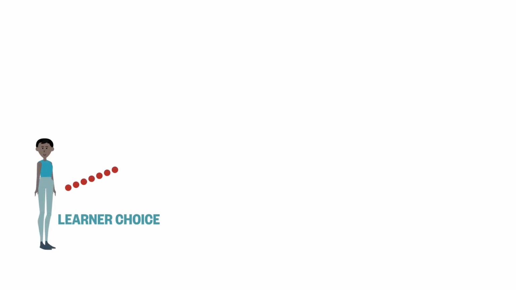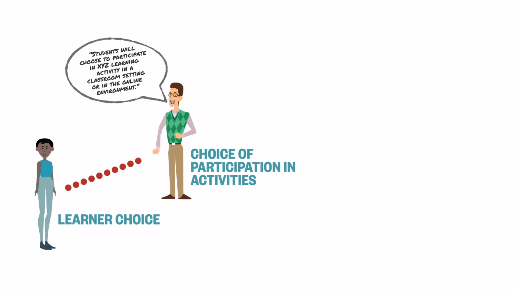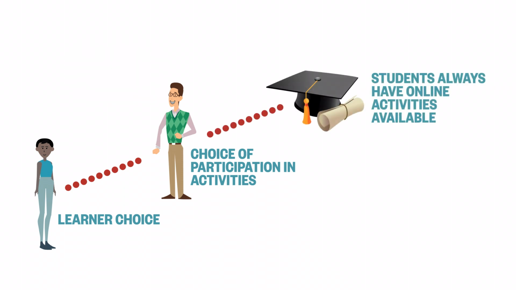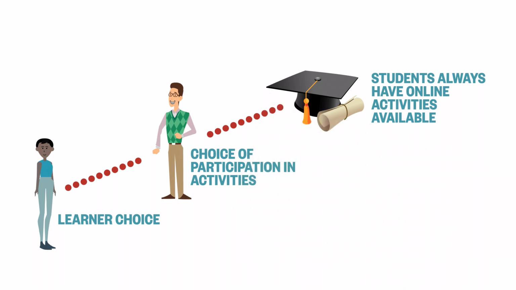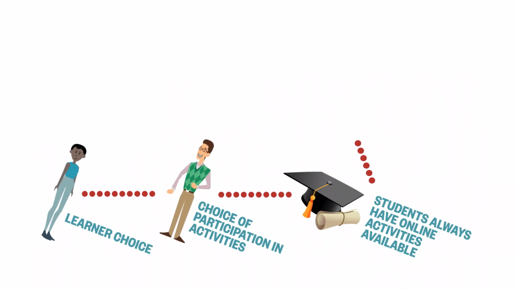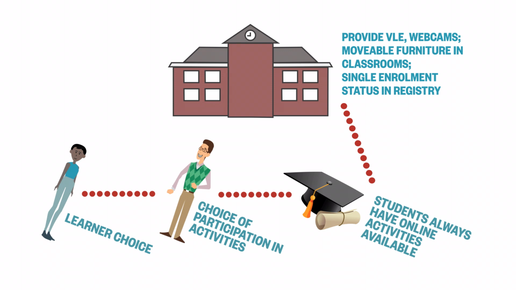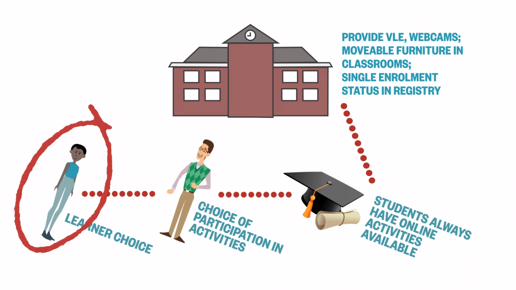For example, the value of learner choice leads to goals such as students will choose to participate in XYZ learning activity in a classroom setting or in the online virtual classroom environment. That learning goal might lead to an instructional strategy, such as students are provided a full set of in-class activities and a full set of online activities to choose between for every class session. Finally, this strategy determines the architecture of administration and support systems. For the learner, it means that the values of the course are mirrored in the values of the institution, something that can increase a student's sense of belonging.